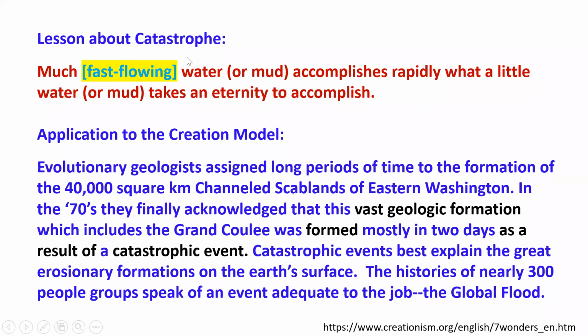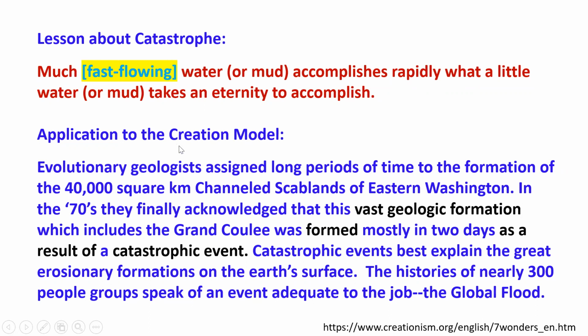Okay, lesson about catastrophe. Much fast flowing water or mud, I add in the word fast flowing, because water or mud by itself is useless. It must be fast flowing. It accomplishes rapidly what a little water or mud takes an eternity to accomplish. So you have the concept of the evolution here. If it's an eternity to accomplish with a little water or mud, but when you talk about catastrophe, mud that is fast flowing, then everything happens very fast.